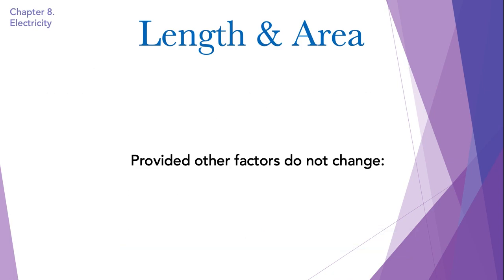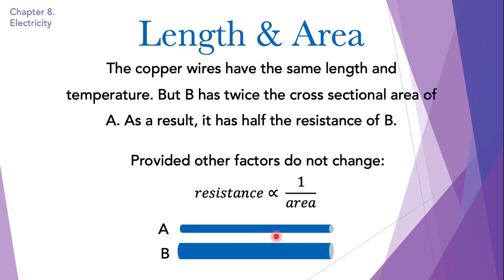Now in these copper wires, the wires have the same length and temperature, but B has twice the cross-sectional area of A. As a result, it has half the resistance of A. Provided other factors do not change, resistance is inversely proportional to area. This is how we write inversely proportional. We say directly proportional to 1 divided by area, which means that it is inversely proportional to area. So if the area increases, the resistance decreases, and if the area decreases, the resistance increases. This is what we mean by inversely proportional. So B has half the resistance of A.